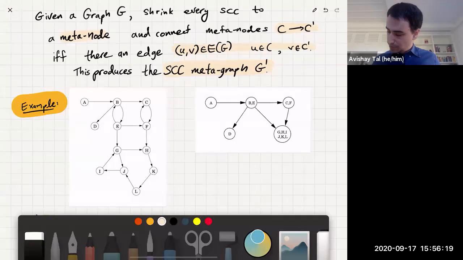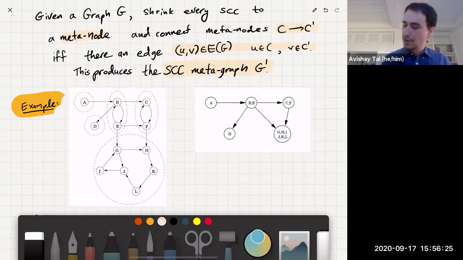So recall that, right? These are the strongly connected components, and now I shrunk every one of them to a meta node. And now I have a node A, B, E, C, F, D, and all the rest. And I connect them if there's an edge. By the way, if there are like 7 edges between two connected components, I'm just drawing one of them. For example, between BE and CF, there are 2 edges, but I'm just going to draw one. Is it clear what this operation is doing?